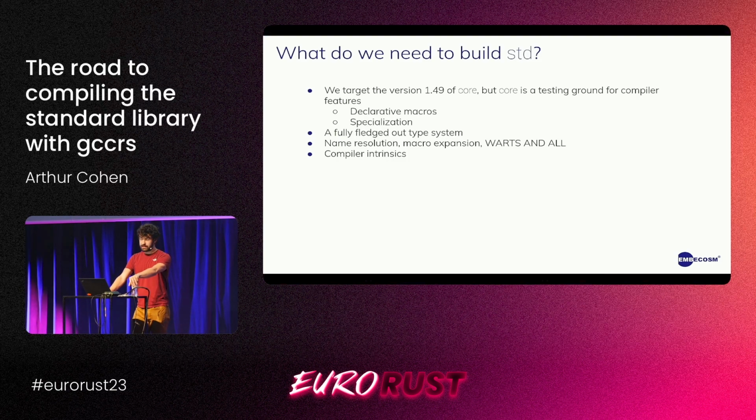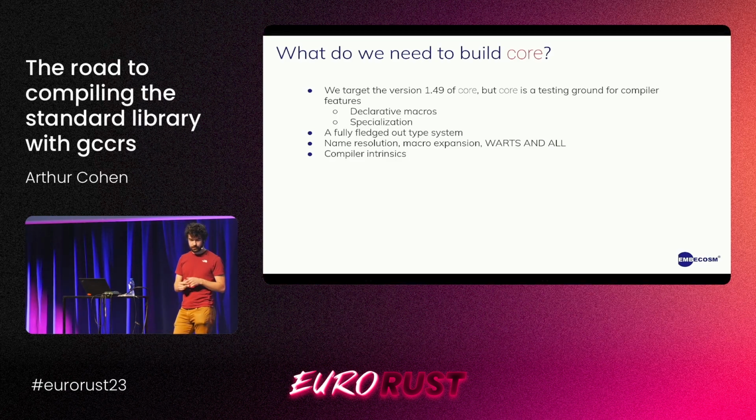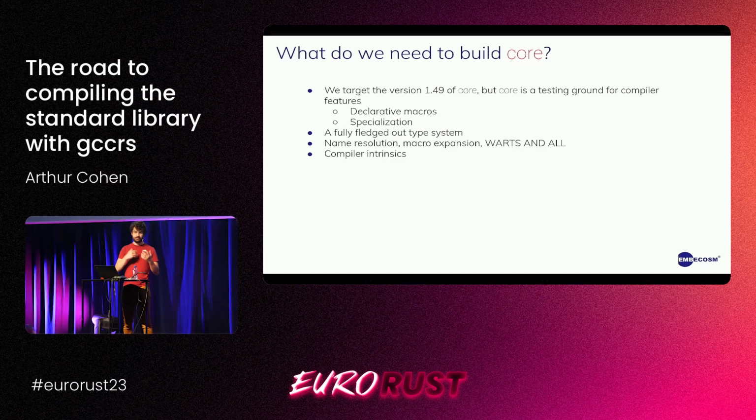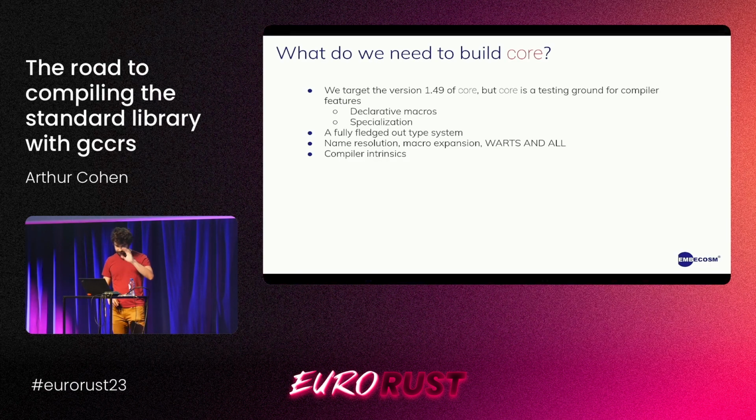And as I said again, we can't do that. So what do we need to build core, first of all? We target version 1.49 of core. But as you may know, the core library is a really, really fun testing ground for new compiler features. So even though we target Rust version 1.49, which was released 3 years ago, we need to handle stuff such as declarative macros, which are not finished at the moment, and have been worked on for at least the past 3 years. Similarly, specialization, a very powerful type system feature I don't understand. You have some of that in the core library in 1.49, and we need to be able to handle it in order to compile core, even if the stable language at this version does not support it yet. We also need a fully fledged type system, so fun.